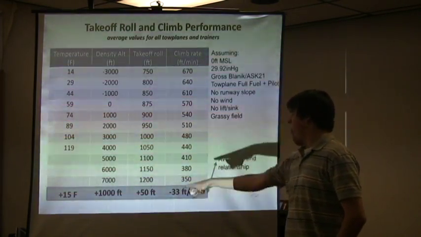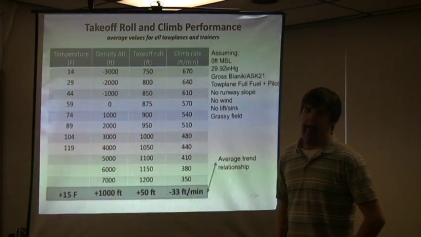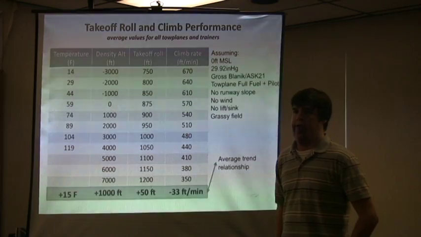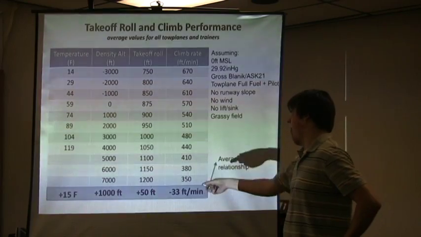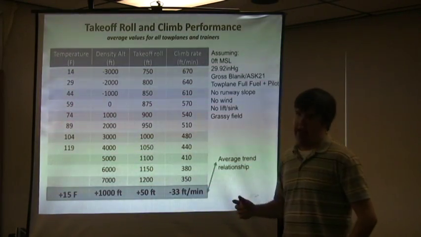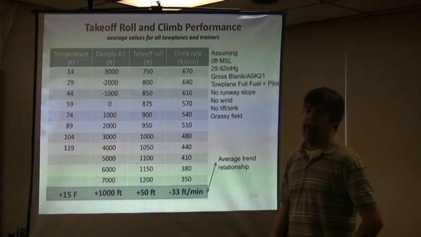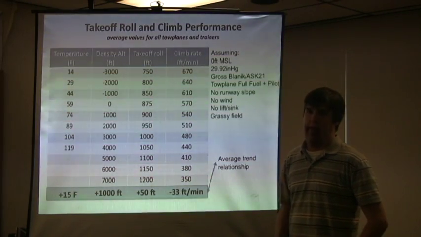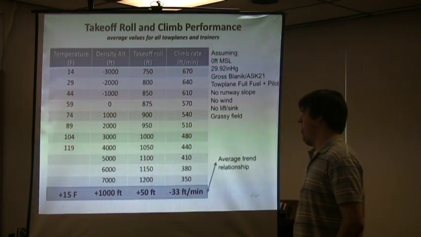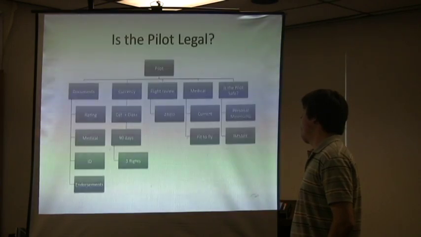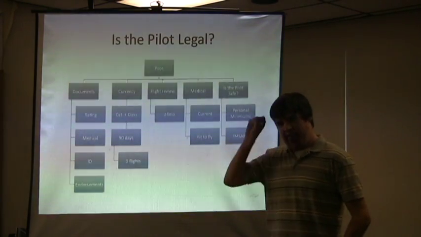And then if you look at the very bottom row right there, that covers the average trend per 1,000 feet of density altitude. So you can see every 1,000 feet density altitude, your takeoff roll will be about 50 feet longer, and your climb rate will be about 33 feet a minute slower, of course. So it's just kind of interesting to see that there. And that way we're covered with our little regulation check mark.